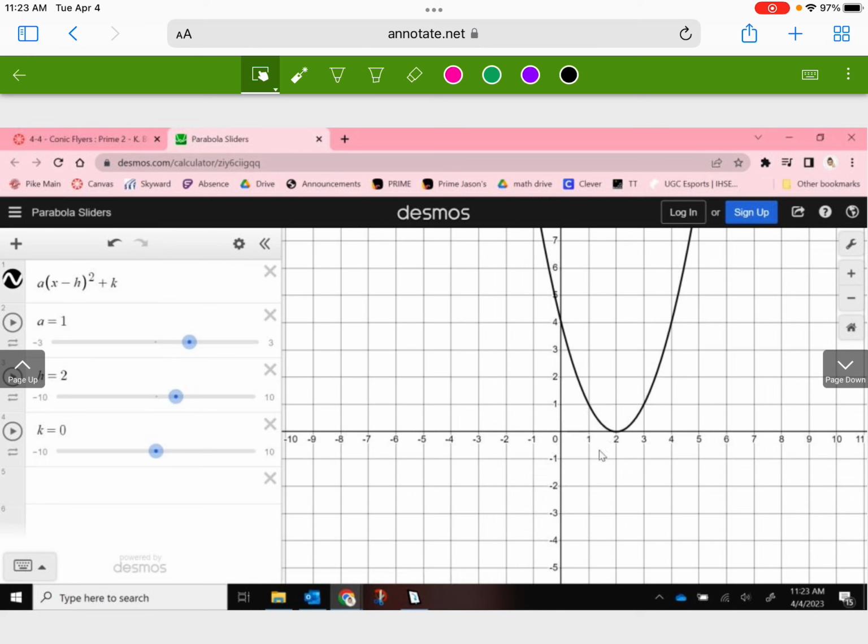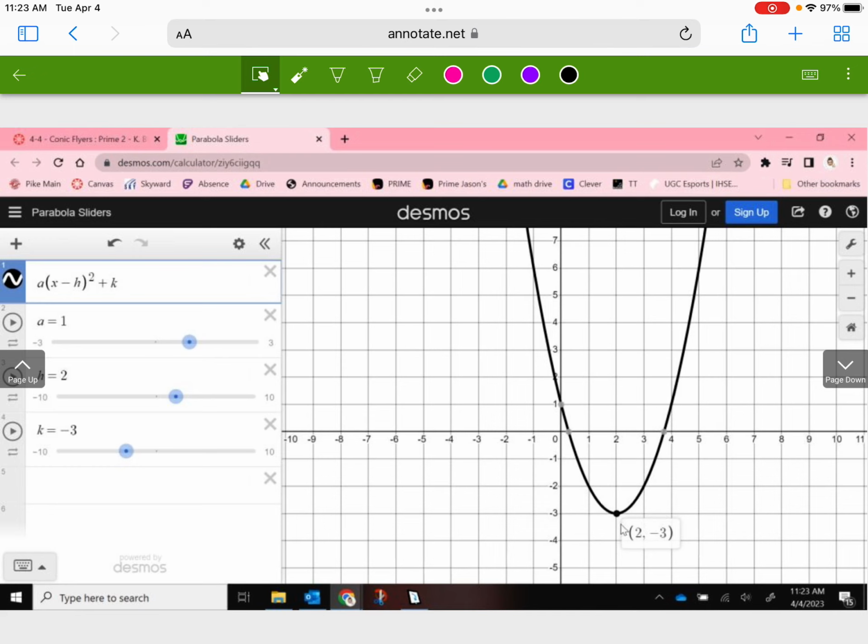Okay, how about K? What does K do? Up and down, vertical. It just scooches it. Transformation up and down like this. So if I put it at -3, so I'm right next to that. Also, this is our vertex form. H, K. We've seen those. 2, -3. That's my vertex. That's right there.